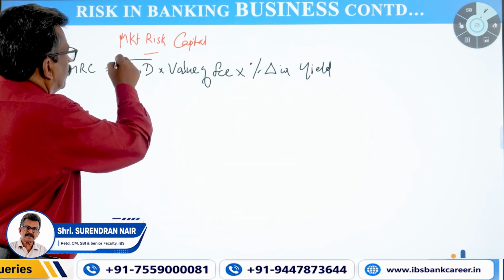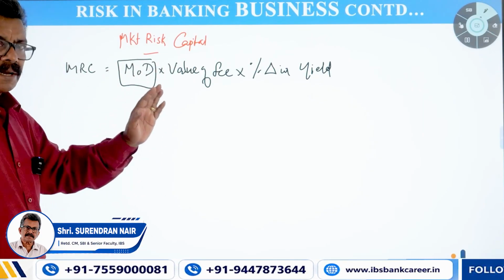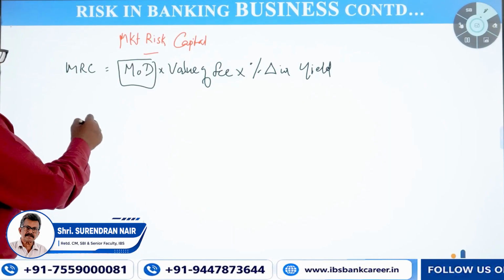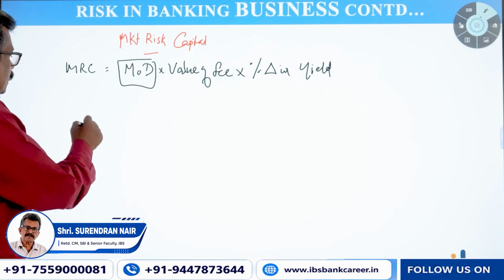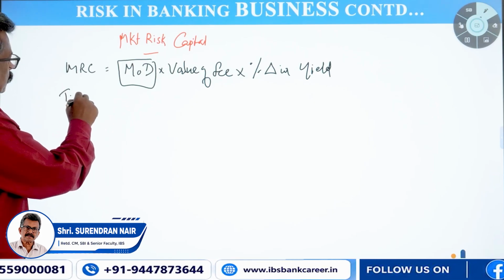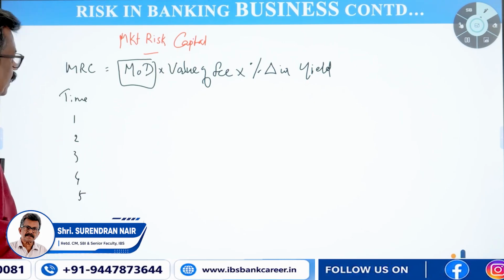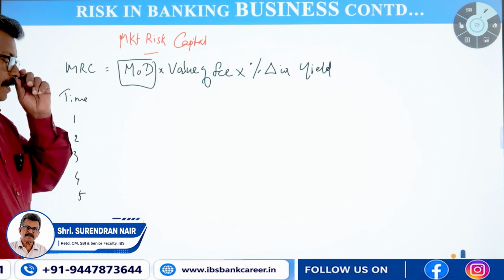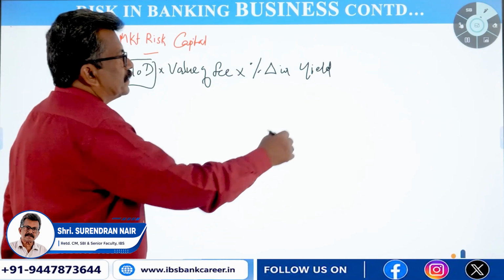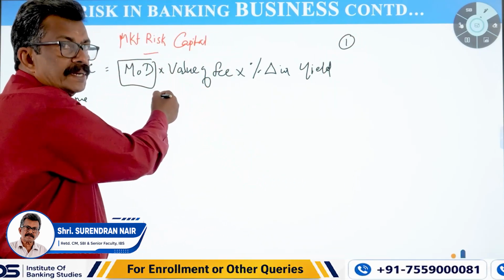Under modified duration calculation, there are 5 steps we discussed. The first step, you remember the chart which we discussed in the last session, is the time period, 1, 2, 3, 4, 5 like that. Then the future cash flows. So, what are the 5 steps to reach the modified duration calculation?